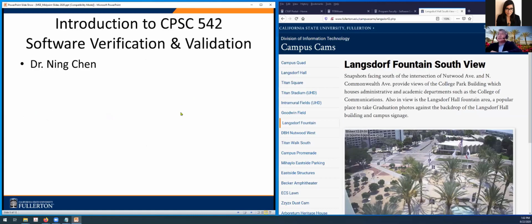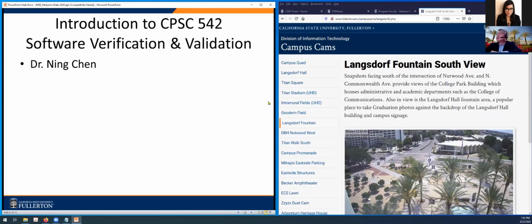So for the introduction to 542, verification and validation, Dr. Ning Chen is supposed to teach this course, but he has a family emergency this week, so he cannot join us, unfortunately. Of course, it is not related to the COVID things, but has some family emergency.